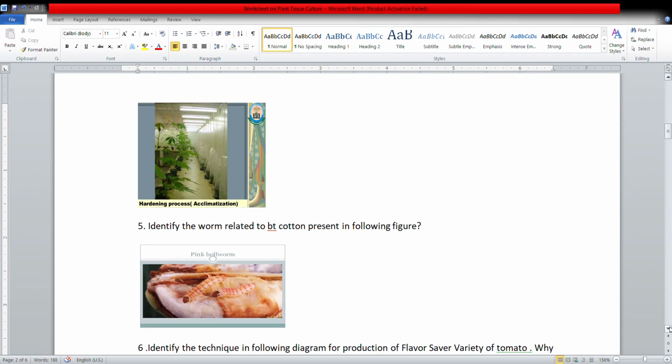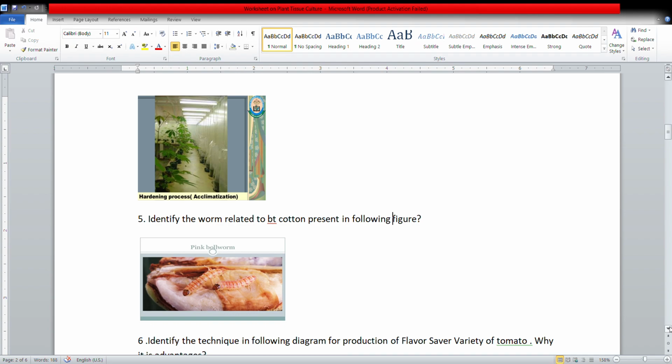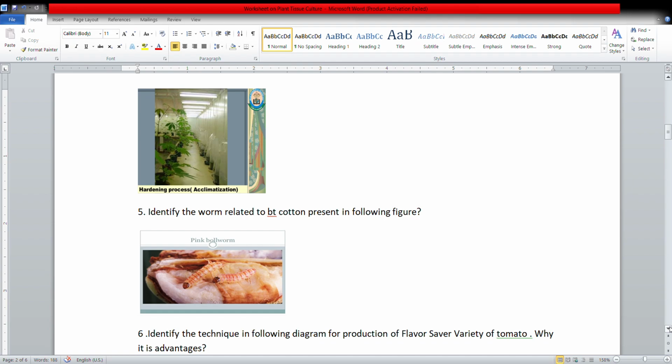Now next, identify the worm related to Bt cotton present in the following diagram. Cotton bollworm or pink bollworm that disturbs the bolls. The boll contains fibers, cotton balls, so that worm is responsible for degrading the fiber present inside the boll. So that is either cotton bollworm or pink bollworm. Scientists have prepared Bt cotton to check such damage by the cotton bollworm or pink bollworm. So try to identify it. If a question is asked in your CBSE exam or in your competitive exam, you have to identify this, because it is going to affect the production of cotton fibers.